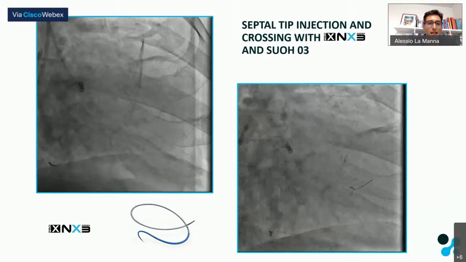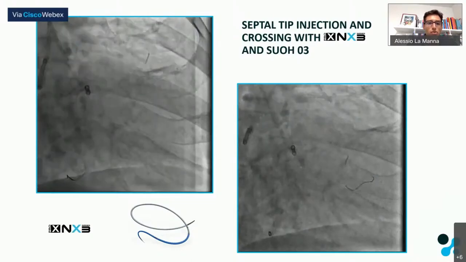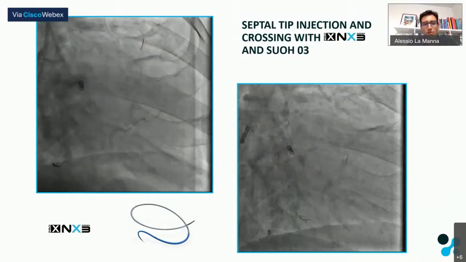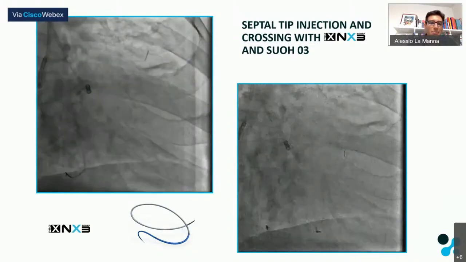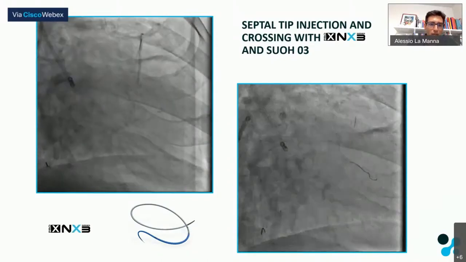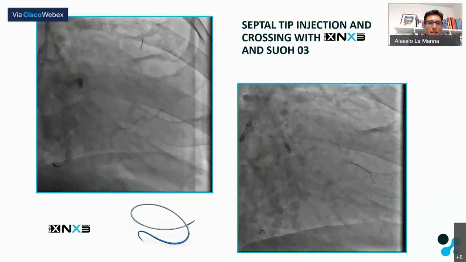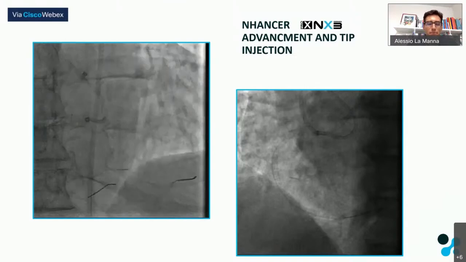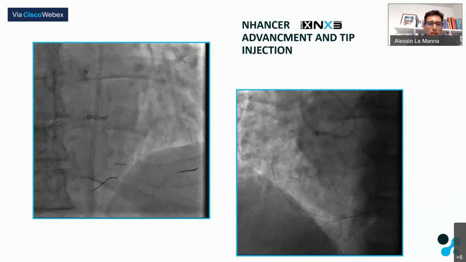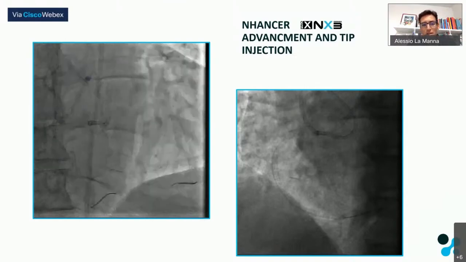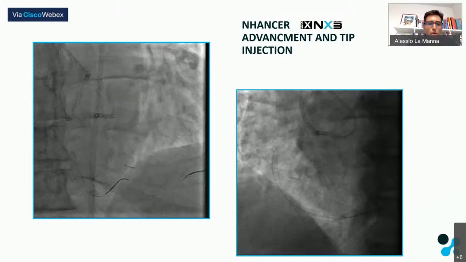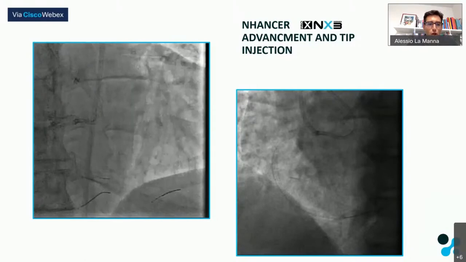Here, the septal is very tortuous. It's a proximal septal. As it happens with proximal septals or very distal septals, there is an epicardial part of the route. And here it is very tortuous and long. So of course, the SUO03 is the perfect wire for such a collateral. Sometimes it doesn't work. Sometimes you have to switch, for example, to a Sion. But I agree with you that SUO03 is the first choice.